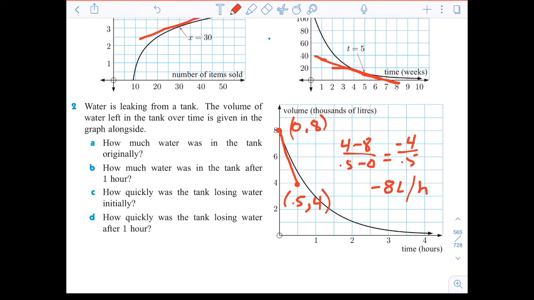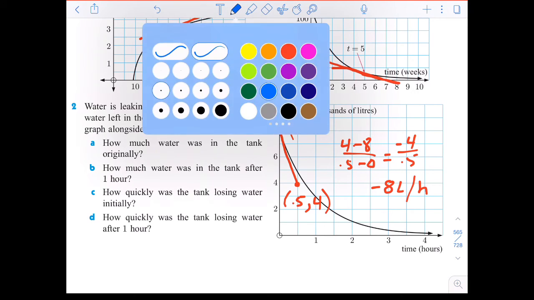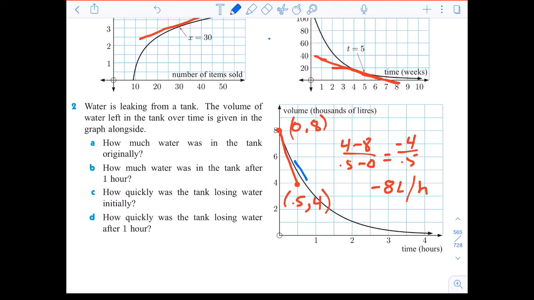We know that it slows down later on because if I get a different color here, we can see that it slows down here, a little flatter all along. So that's the fastest originally. It started out at that speed based on our tangent line, but then it slowed down. So let's look at part D.